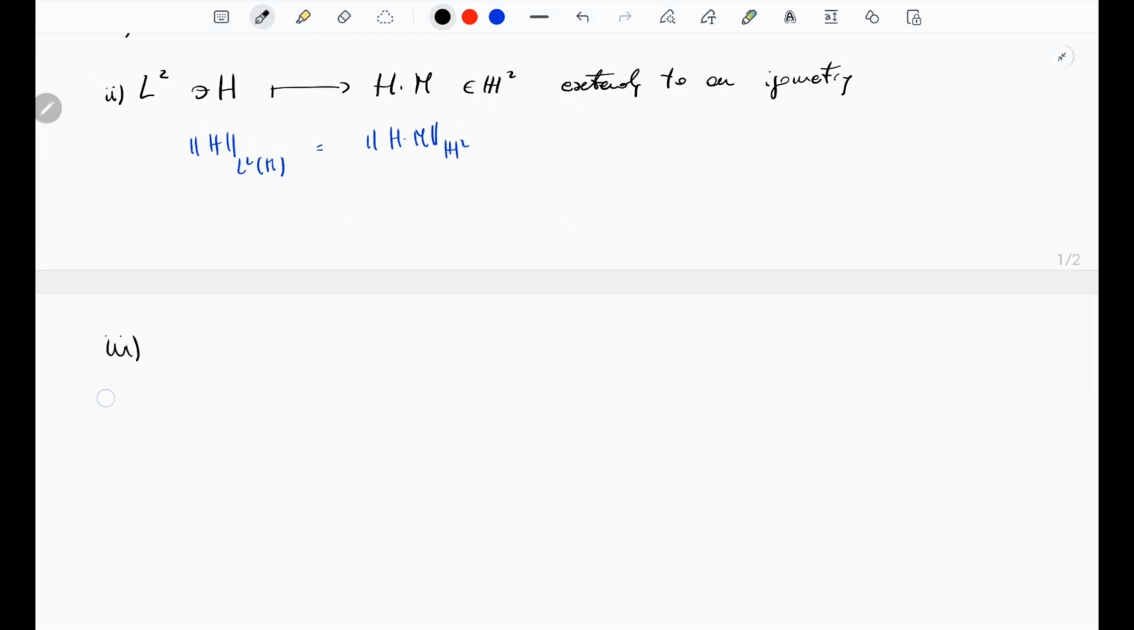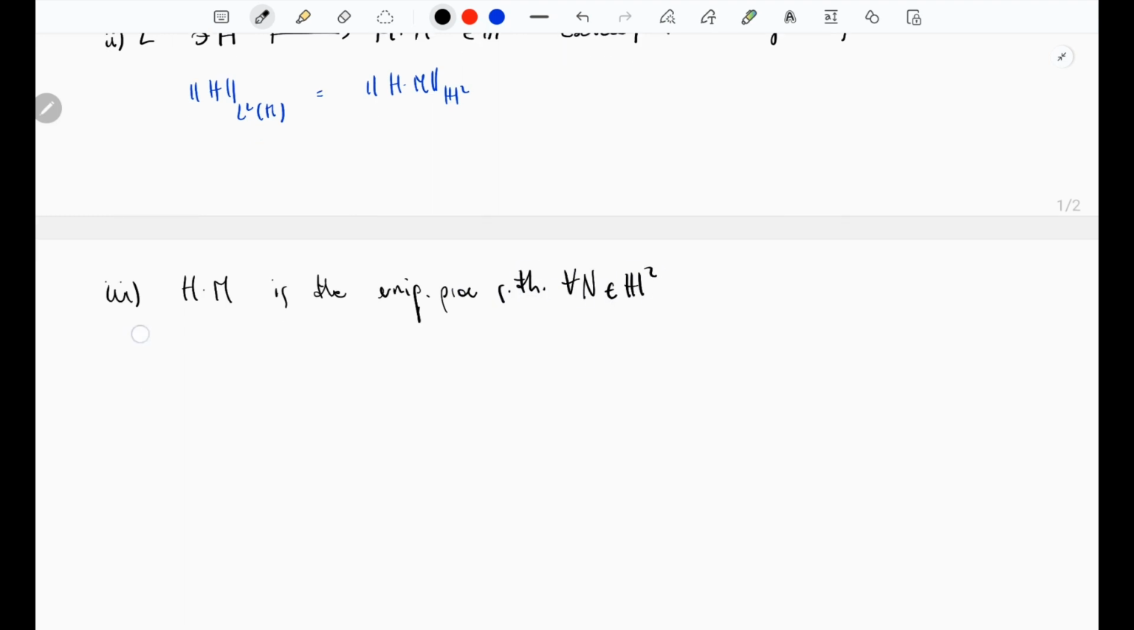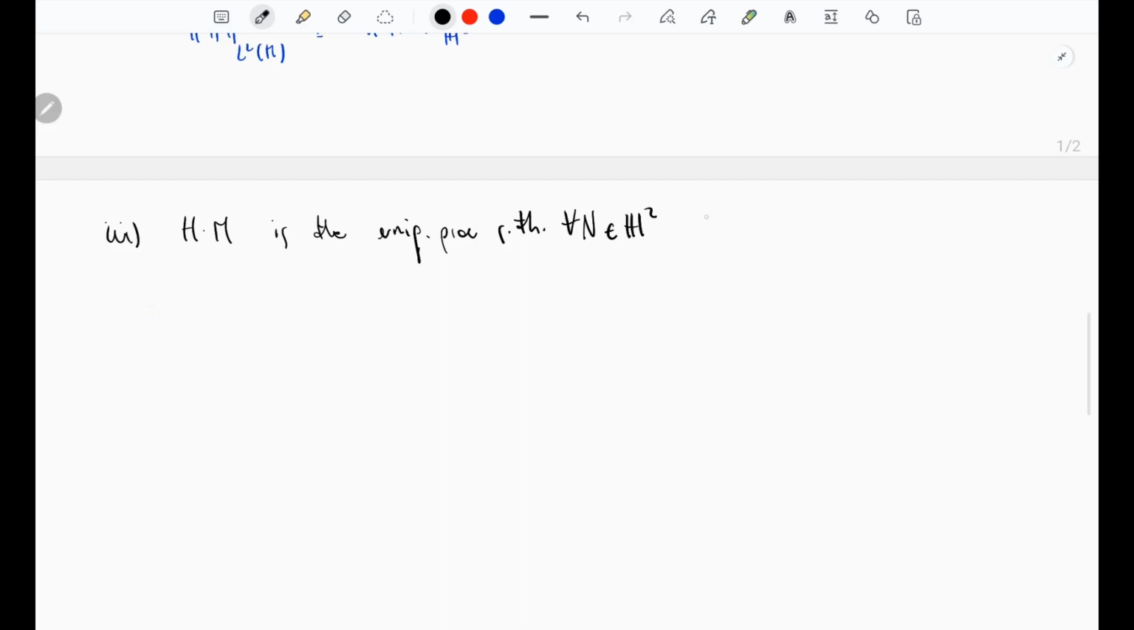Three. And what's three? Three is that you have uniqueness. So H·M is the unique process such that for every other martingale N in H2, what you have is integrating.